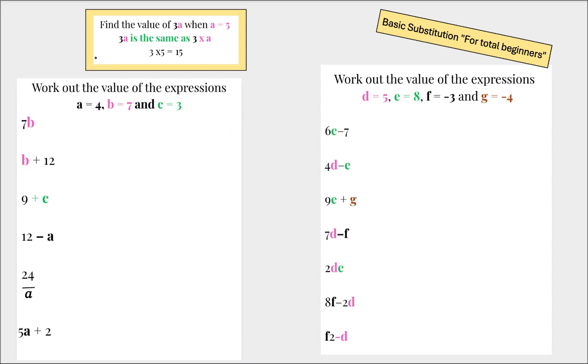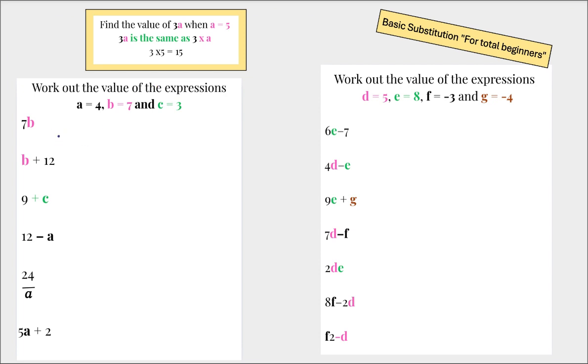So this is a basic example here. Find the value of 3a when a equals 5. So that's our a, and that's the 5. It's as simple as that. 3a, we know, is stuck together. When the letter and the number are stuck together like that, any number, any letter, it means it's multiplication. So it's the same as 3 times a. So all you're doing is subbing in that a, which is 5. 3 times 5 equals 15.